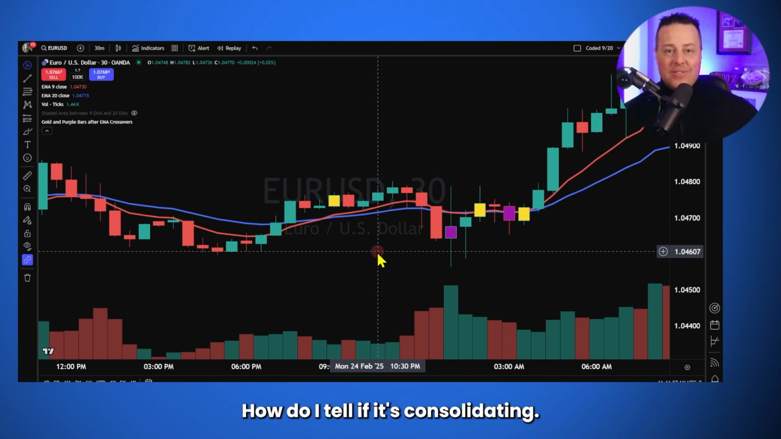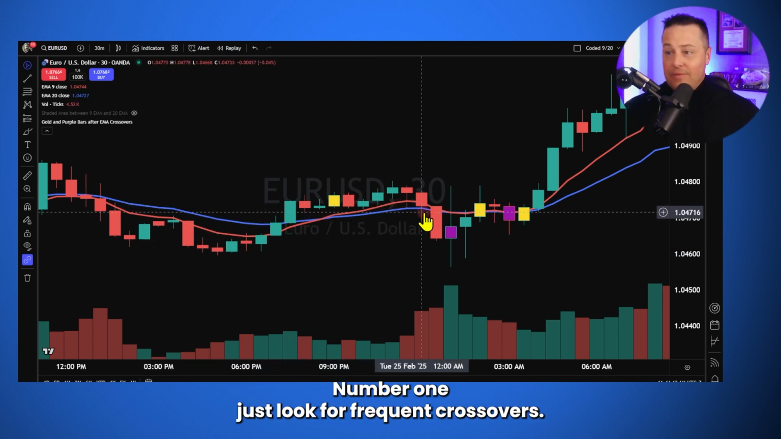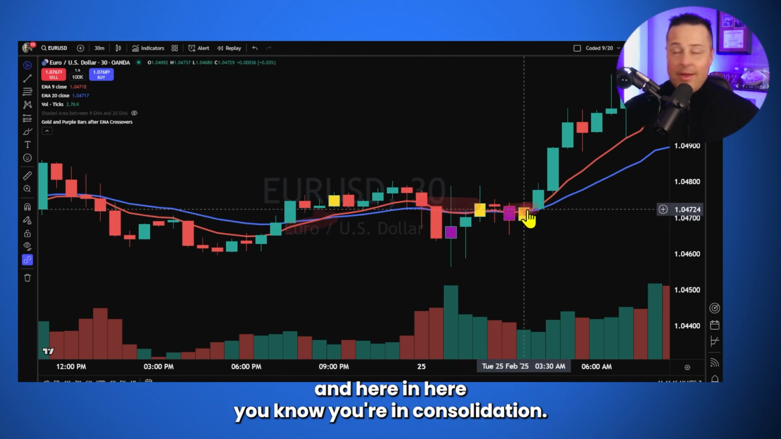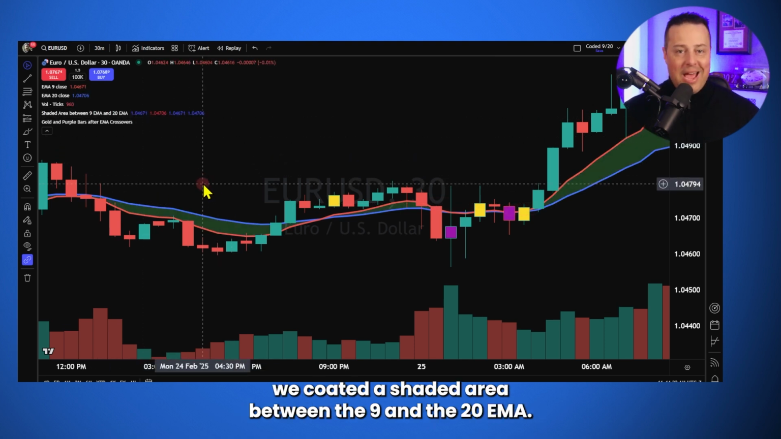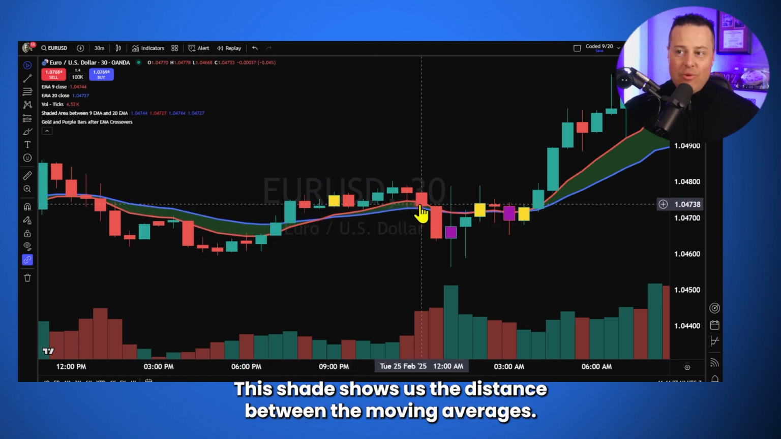Okay, how do I tell if it's consolidating? There's 2 ways that you can tell a market's consolidating. Number 1, just look for frequent crossovers. If you have a frequent crossover here, and here, and here, you know you're in consolidation. And number 2, a while back on a separate video, we coded a shaded area between the 9 and the 20 EMA. This shade shows us the distance between the moving averages.